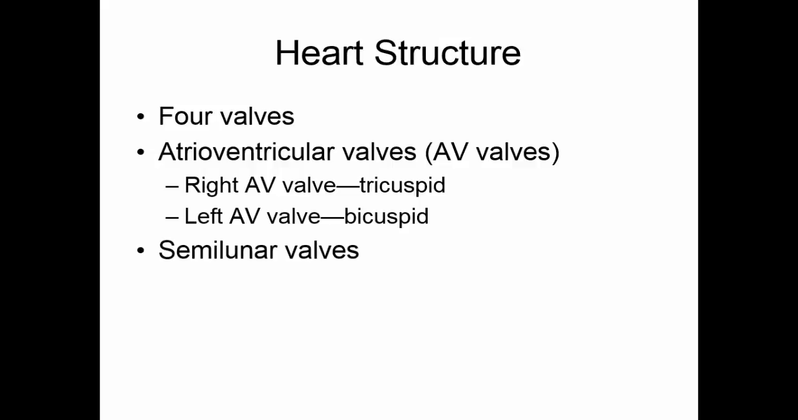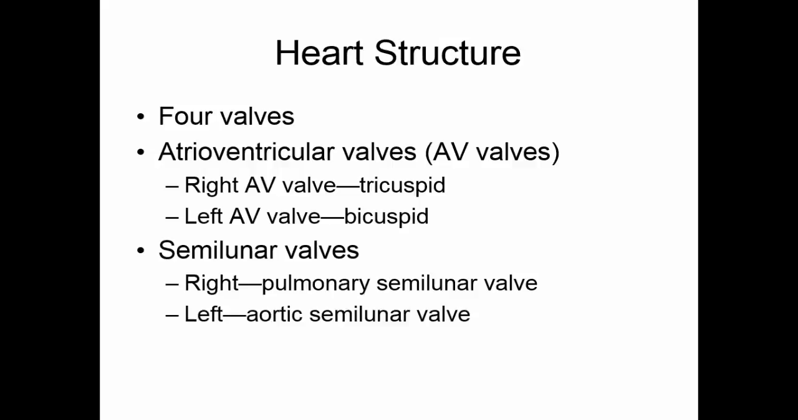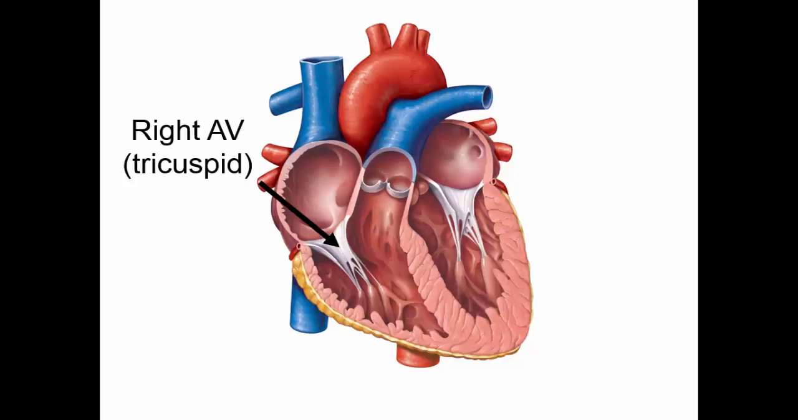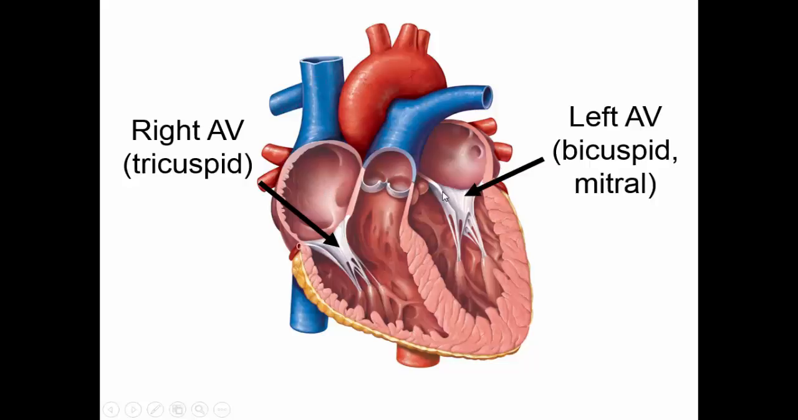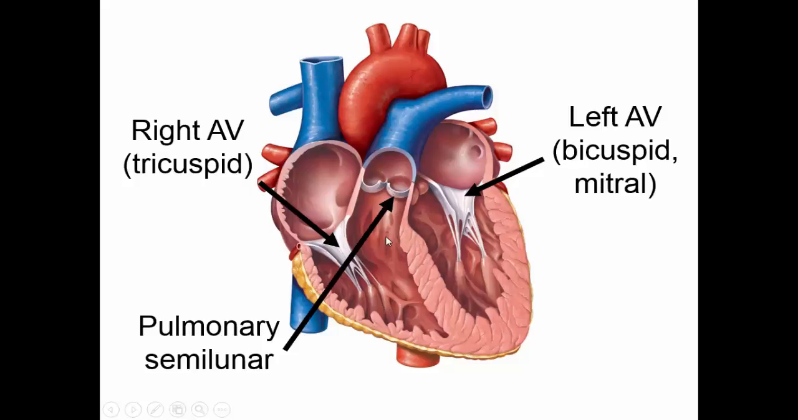These are between the ventricles and their associated blood vessels. So on the right side, we have the pulmonary semilunar valve, and on the left side, we have the aortic semilunar valve. So here we see on the right side, the right AV valve, or the tricuspid valve, between the right atrium and the right ventricle. Here is the left AV valve, or the bicuspid valve, also sometimes called the mitral valve, and this is between the left atrium and the left ventricle. The pulmonary semilunar valve is between the right ventricle and the pulmonary trunk, and the aortic semilunar valve is between the left ventricle and the opening to the aorta. The aorta is under here and comes up out this way.